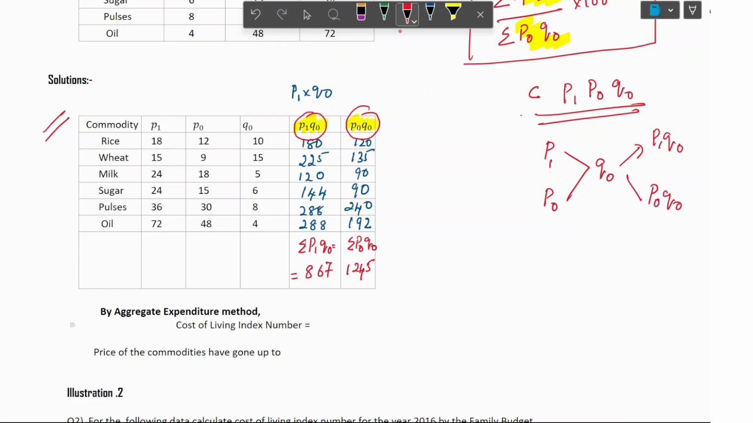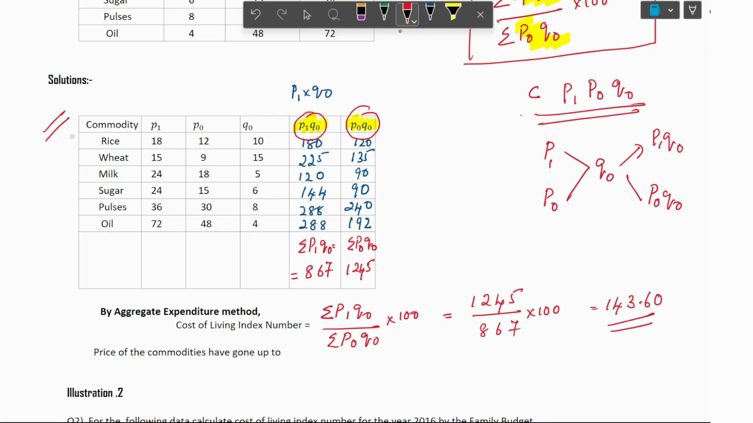Now by the aggregate expenditure method, you write the formula for the cost of living index number: sigma P1 Q0 divided by sigma P0 Q0 into 100. Substitute the values: 1245 divided by 867 into 100. The answer is 143.60, the cost of living index number if you compare 2000 and 2006 prices.